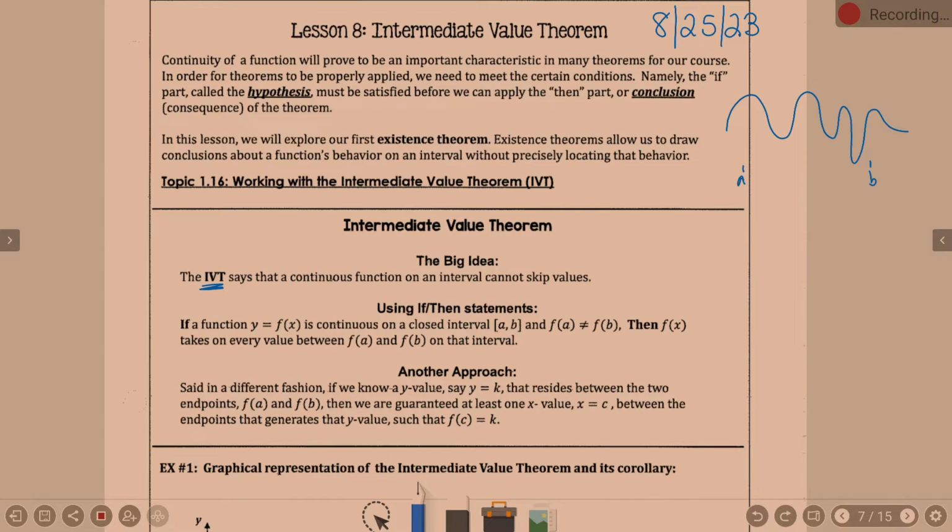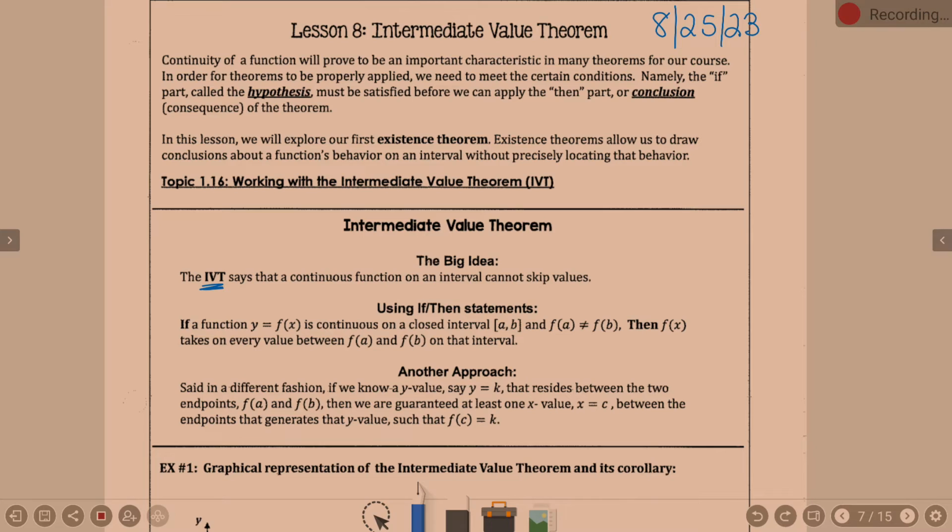So, if a function y equals f of x is continuous on a closed interval, meaning my endpoints are included, and f of a does not equal f of b, then f of x takes on every value between f of a and f of b on that interval. We'll draw some pictures down below to show what it looks like.